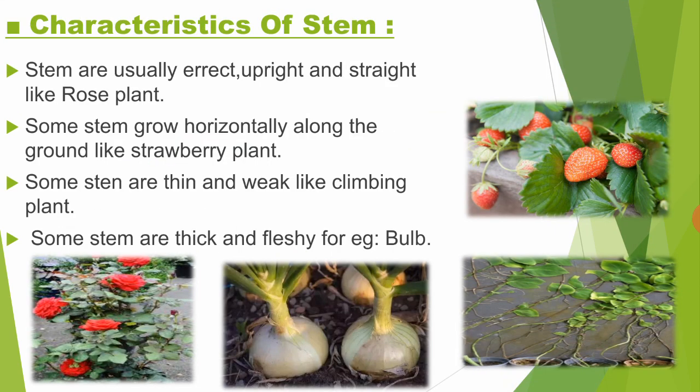Now we discuss the characteristics of the stem. There are different types and different characters of stem. Stems are usually erect, upright and straight, like a rose plant, jasmine plant, etc. Some stems grow horizontally along the ground, like strawberry plant, watermelon plant, etc. Some stems are thin and weak, like climbing plants. Some stems are thick and fleshy, for example the onion bulb.